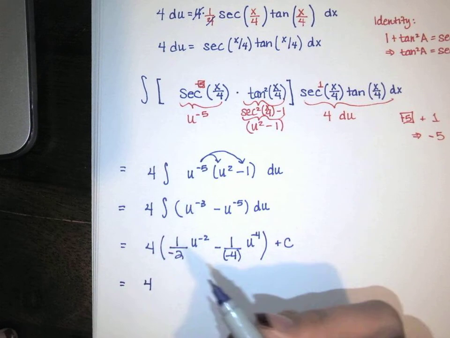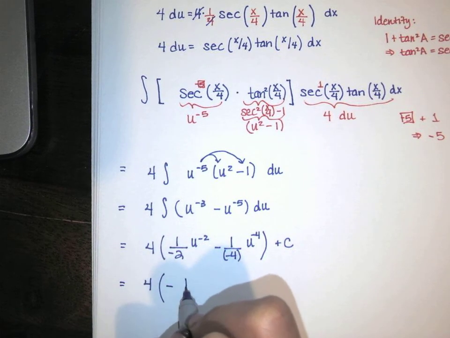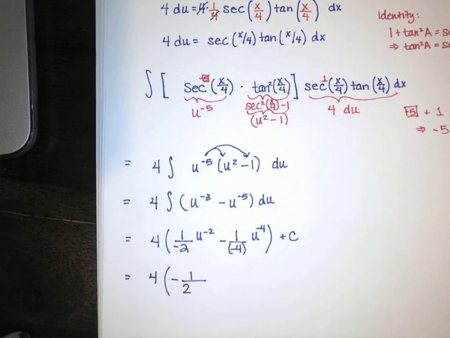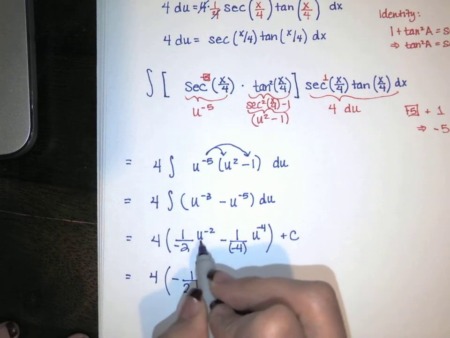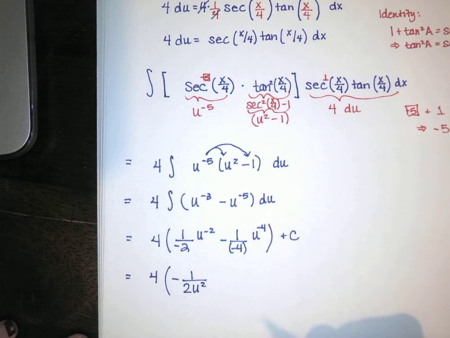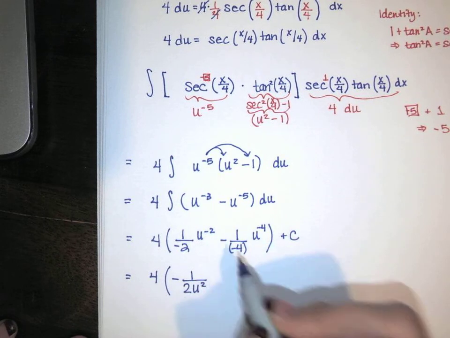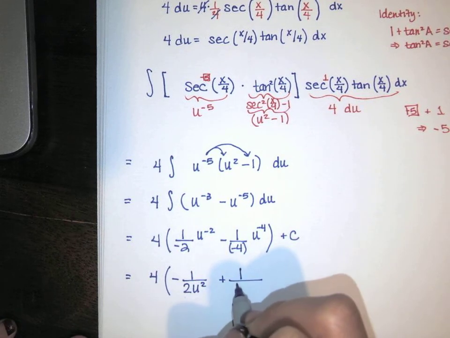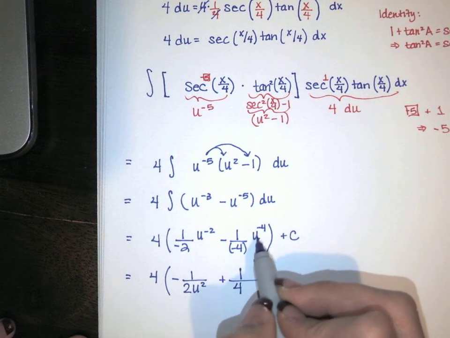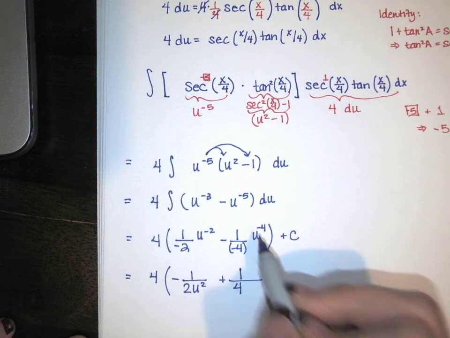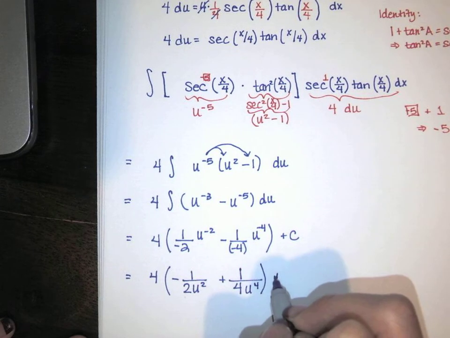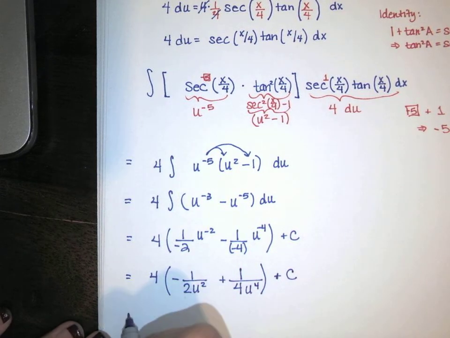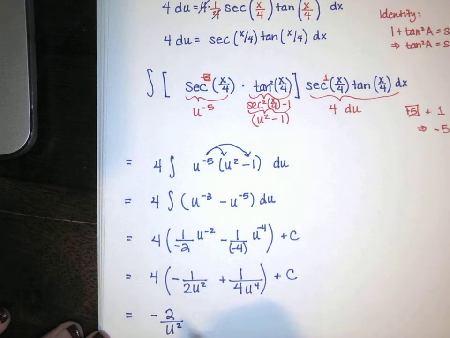Alright, so we've got 4 times negative 1/2. And that u to the negative 2 can be written as a u squared in the denominator. And this is a negative 4, so that's positive 1/4. And this is a u to the 4th also in the denominator. If I have that u to the negative power, I can bring it to the denominator instead and make the power positive. If we distribute the 4, we get 4 times the negative 1/2 is going to be negative 2. And then 4 times the 1/4, the 4's are going to reduce. It's going to be 1 over u to the 4th plus c.